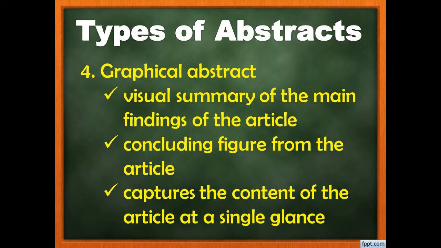And lastly, we have the graphical abstract. A graphical abstract is a single, concise, pictorial, and visual summary of the main findings of the article. This could either be the concluding figure from the article or a figure that is specially designed for the purpose, which captures the content of the article for readers at a single glance.